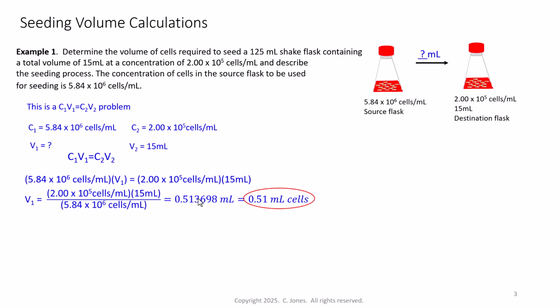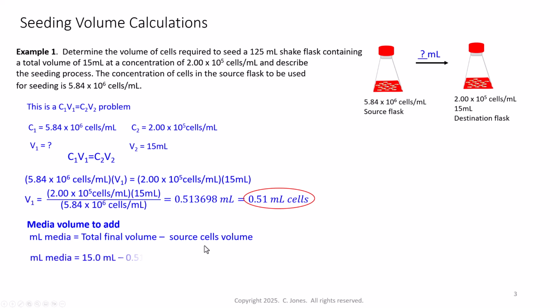Okay. Now, one other thing that we need to think about is how much media we are going to add, because we want a final volume of 15 mls. So the mls of media to add would be the total final volume minus the volume of source cells. In this case, this would be 15 mls, the total volume that we wanted here, minus 0.51 mls, or 14.5 mls. I know it's 14.49, but we would probably in the real world round this up to 14.5.